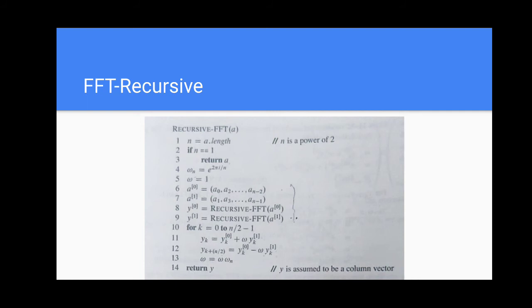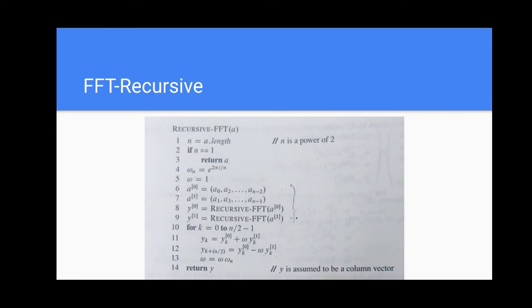Combining the results as indicated in the previous equation, we can get this solution, and the solution goes like this. For a recursive FFT of a polynomial a, we first find the length n equal to a.length. If n is 1, return a. That will be the FFT of the polynomial a. Otherwise, omega n is equal to e to the power of 2 pi i divided by n, and omega is equal to 1. Now we can divide the coefficient vector a as a0 and a1 as shown here. The first one is the even numbered coefficient values, the second one is the odd numbered coefficient values.